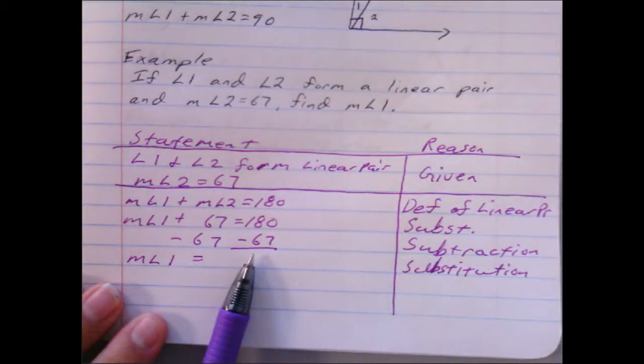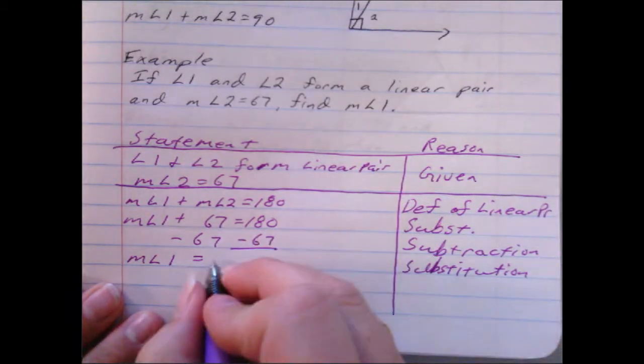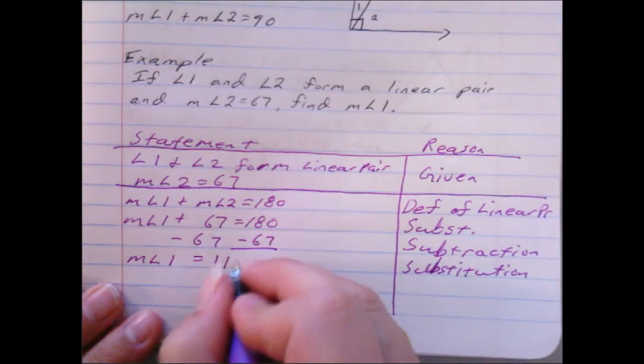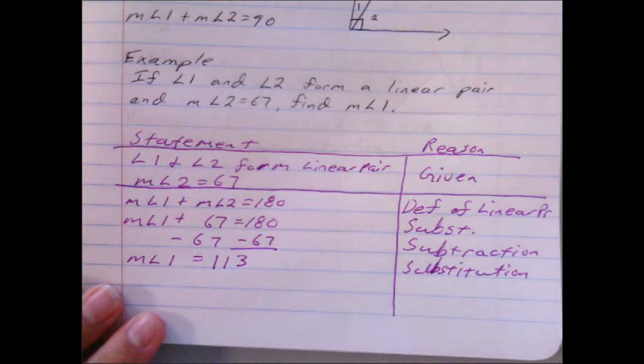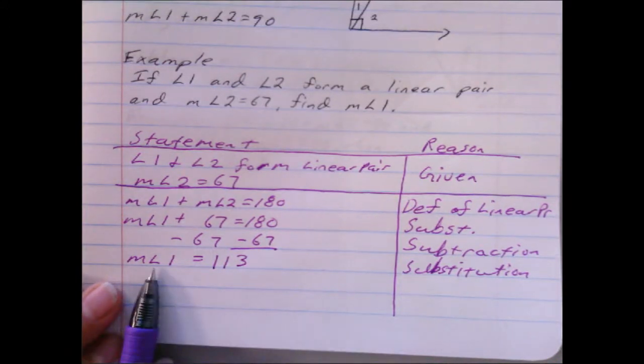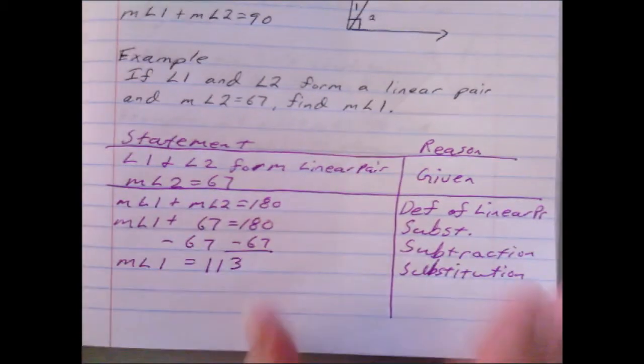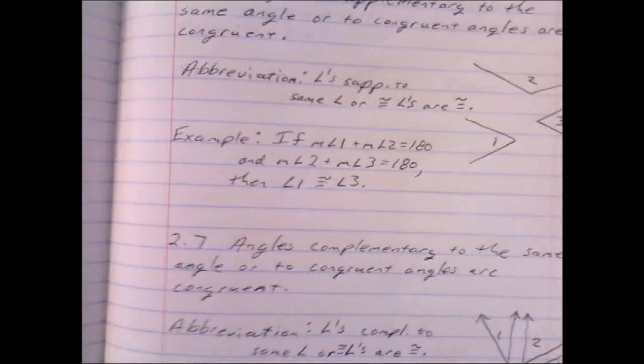So what do I get here? I should have 113. And so it asked me to find the measure of angle 1. Well, I just found the measure of angle 1 is 113 degrees. Alright, let's look at one more.